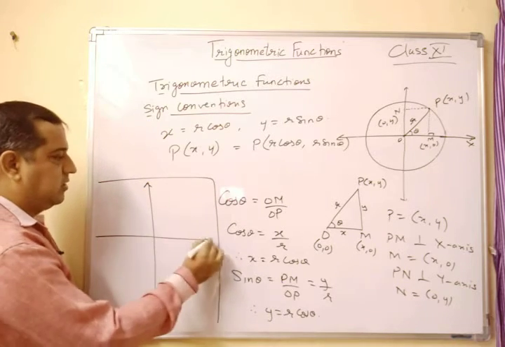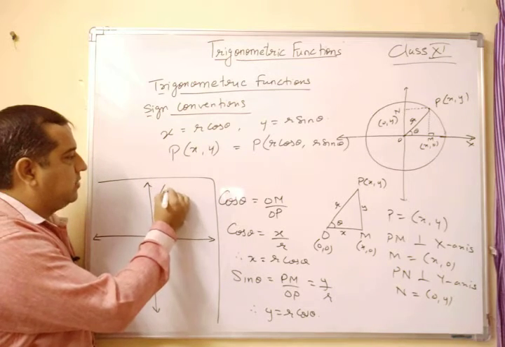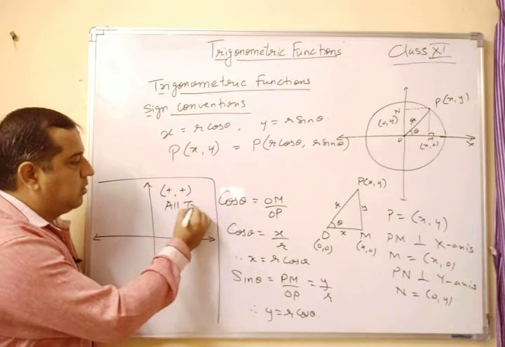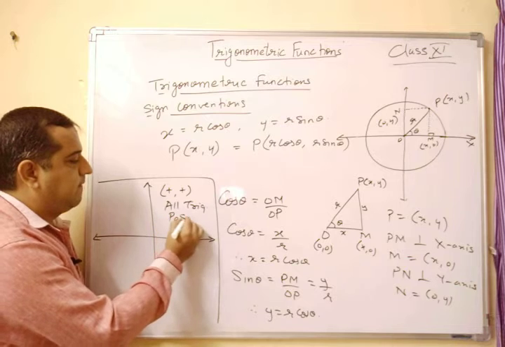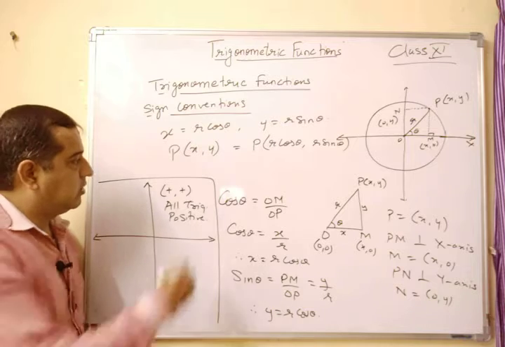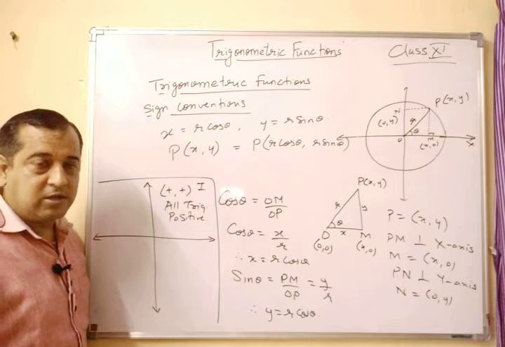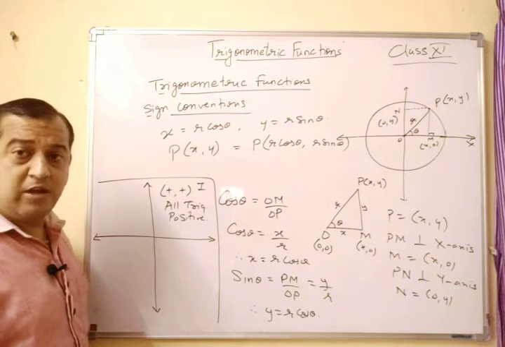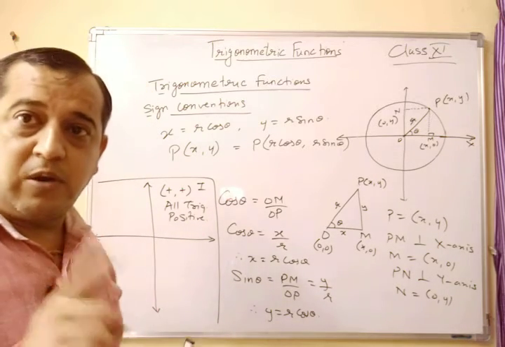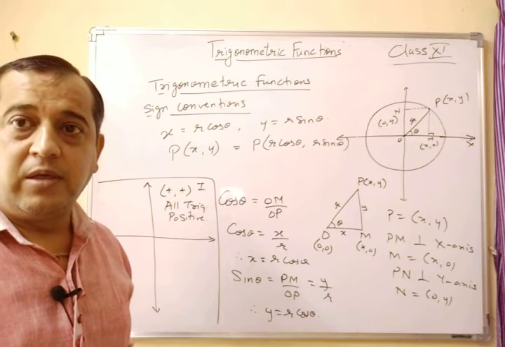Now depending on these, see the sign conventions. Clear? Here x and y both are positive, so here all trigonometric ratios are positive. In the first quadrant all trigonometric ratios are positive. Why? Because x and y both coordinates are positive. X represents cos, so cos will be positive. Y represents sin, so sin is positive. Cos is the reciprocal of sec, so sec will be positive. Sin is the reciprocal of cosec, so cosec will be positive.